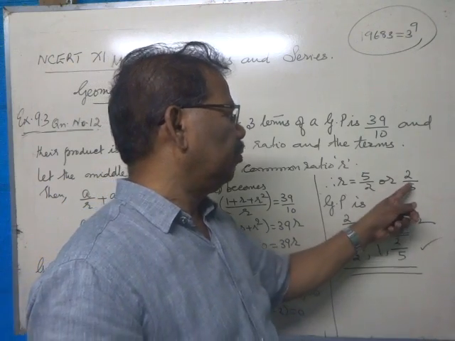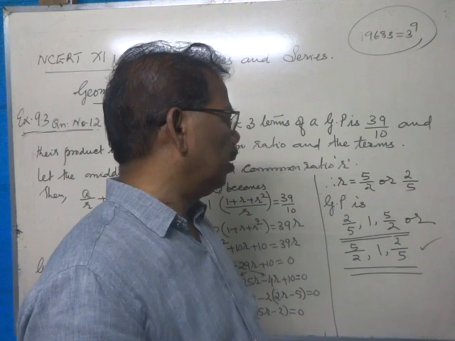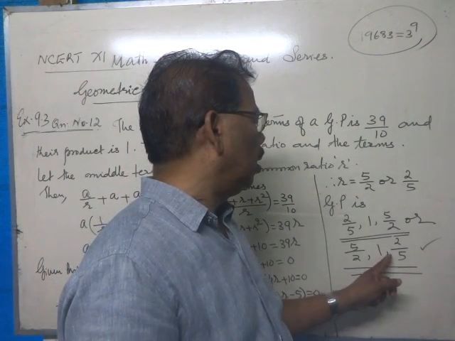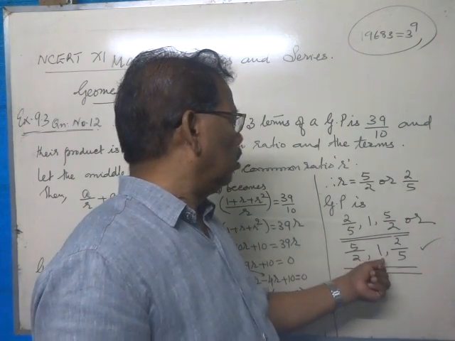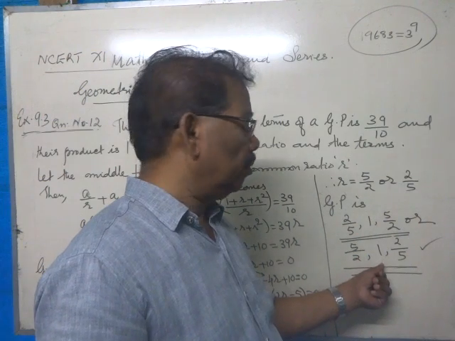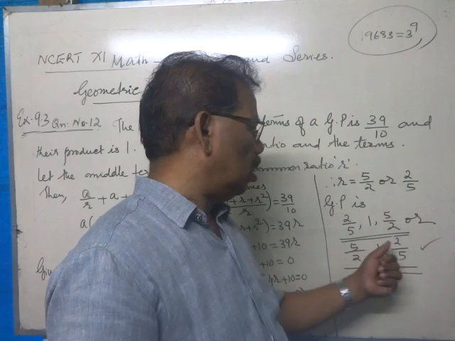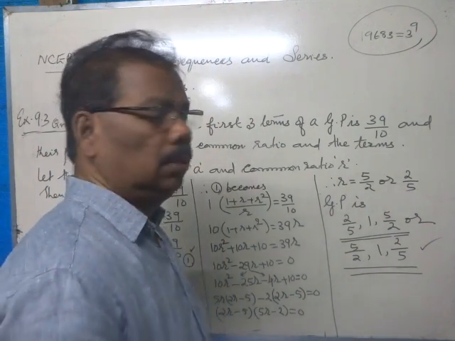In the other case, if 2 by 5 is the common ratio, then the GP will be 5 by 2, 1 and 2 by 5. How? The second term is 1. When it is divided by 2 by 5, the first term becomes 5 by 2 and the third term will be 2 by 5. Alright.